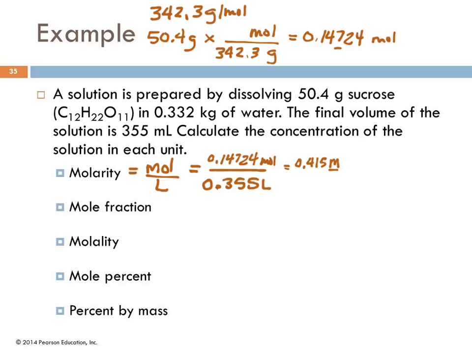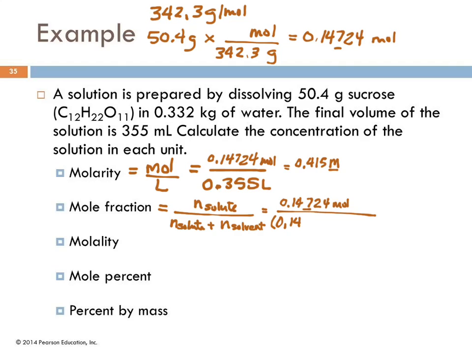Mole fraction. What does mole fraction mean? The moles of solute, which would be n, divided by what? The solute plus the solvent, right? There's just no really fast way to write all that. Well, we just calculated moles of solute, right? So that's good. 0.14724 moles. And then on the bottom, we're going to have that same number for the moles of solute, plus, now we need the moles of solvent.